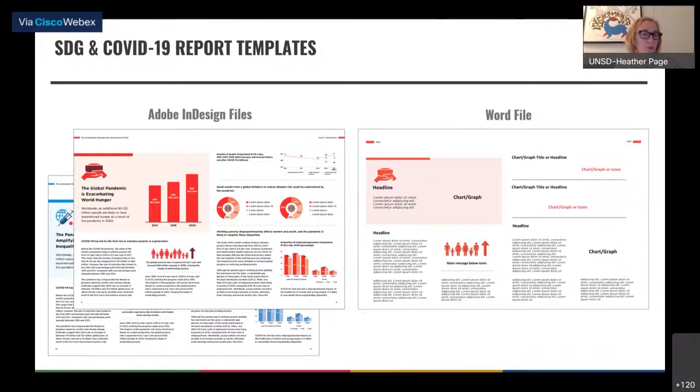And we have the same also for some SDG and COVID-19 report templates. The idea here is to provide a base, or at least ideas, for how to design reporting based on COVID-19 or on SDGs and incorporating the icons. And we again provided two different formats in case you don't have a designer on your team or Adobe software, and you want to be able to incorporate and use the icons and the design elements and ideas from the toolkit, potentially in Word or in PowerPoint or in other programs. Next slide, please.